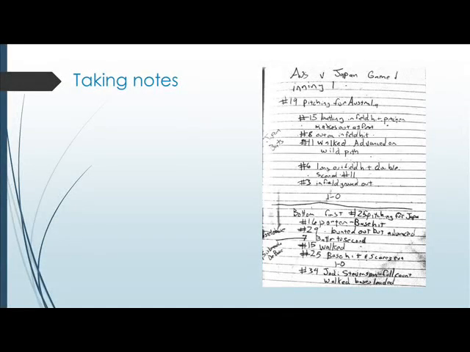Taking notes. During the playtest, it is recommended that you should keep a playtest journal and take as many notes as possible. For example, when were the participants most engaged? When did they seem confused or disengaged?